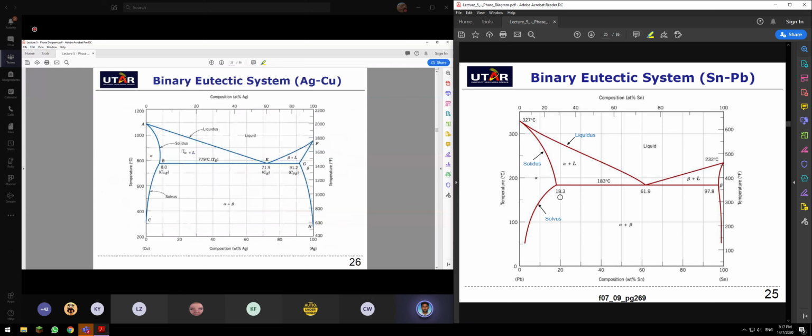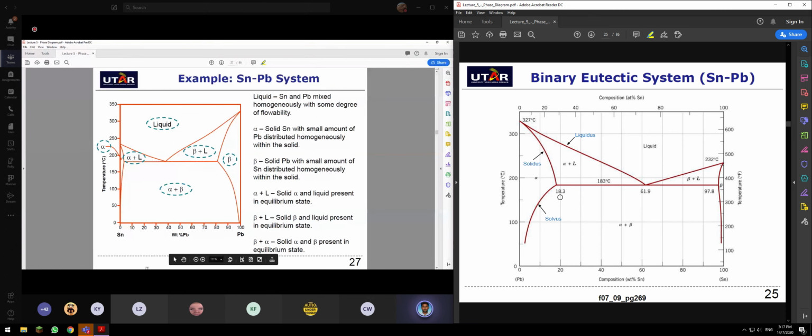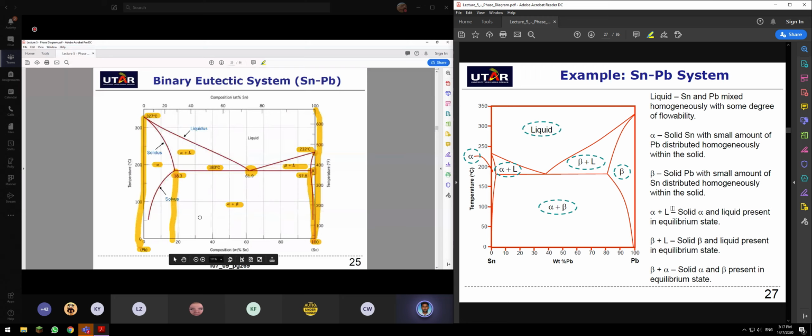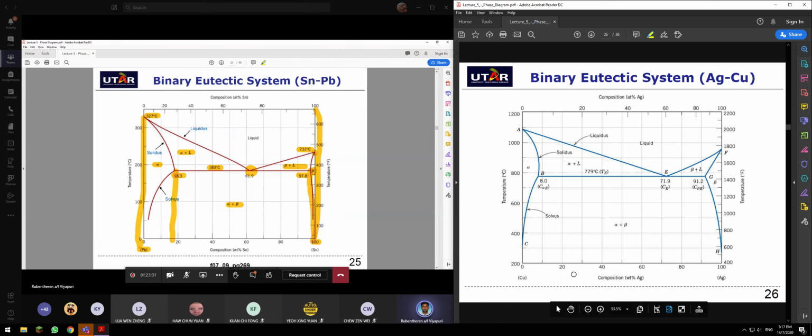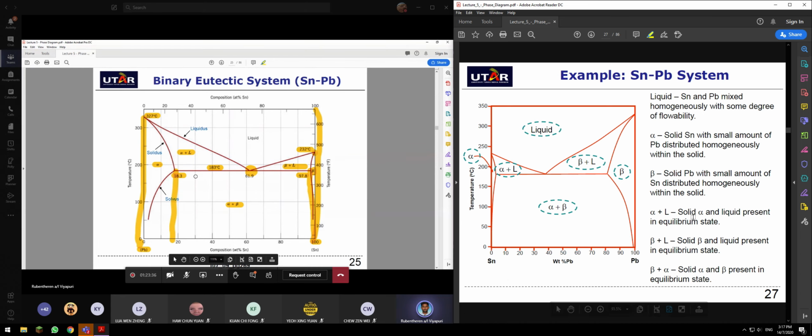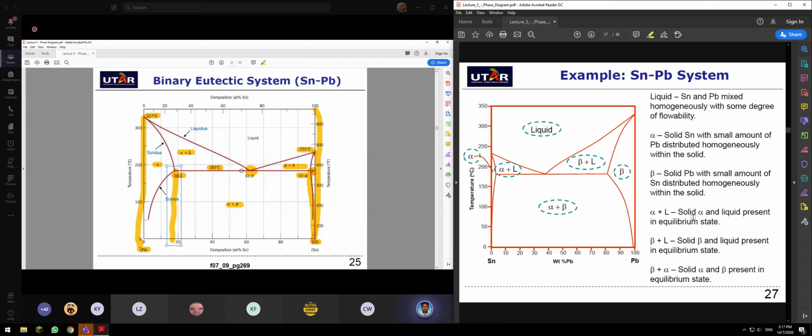Having said that, there is a question about 18.3 in slide 25, referring to lead being the maximum alpha phase. Yes, maximum alpha phase at that temperature. That is the triple point for that temperature, and we call these the eutectic lines. At this eutectic temperature, 183, this is the maximum amount of lead that can occur in solid before it changes to liquid.